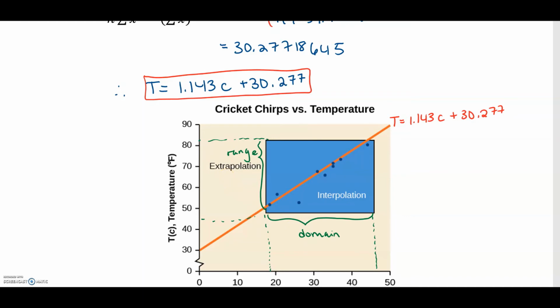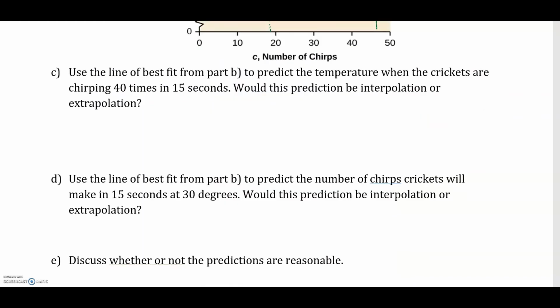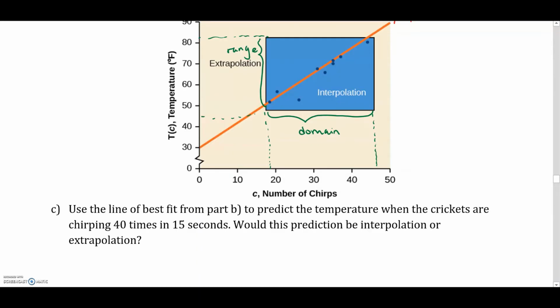So let's make some predictions. It says, use the line of best fit from part B to predict the temperature when the crickets are chirping 40 times in 15 seconds. Would this prediction be interpolation or extrapolation? So what we're looking to do is find T for C is equal to 40. And looking at our graph, we can see that at 40 chirps, that falls within the domain of our function, and this would be a prediction using interpolation.